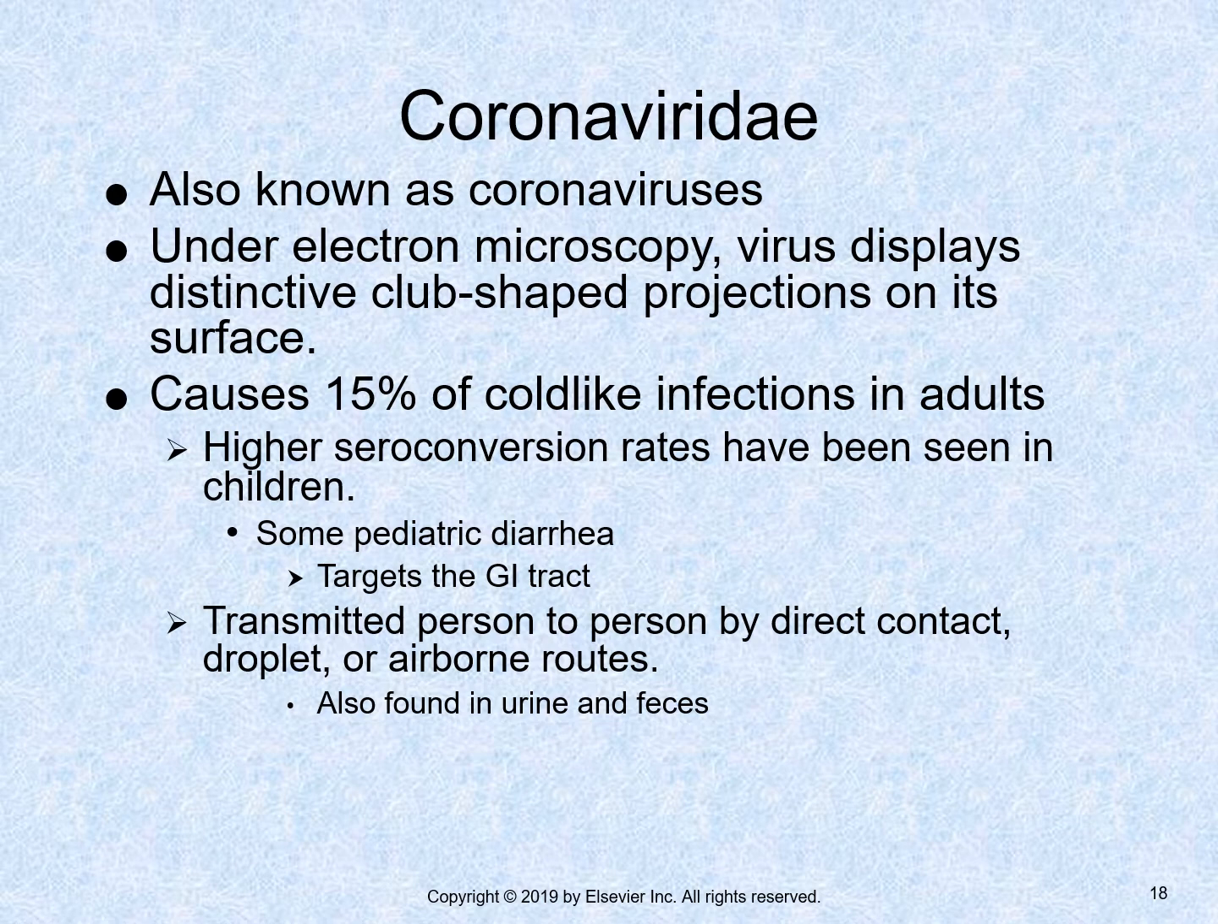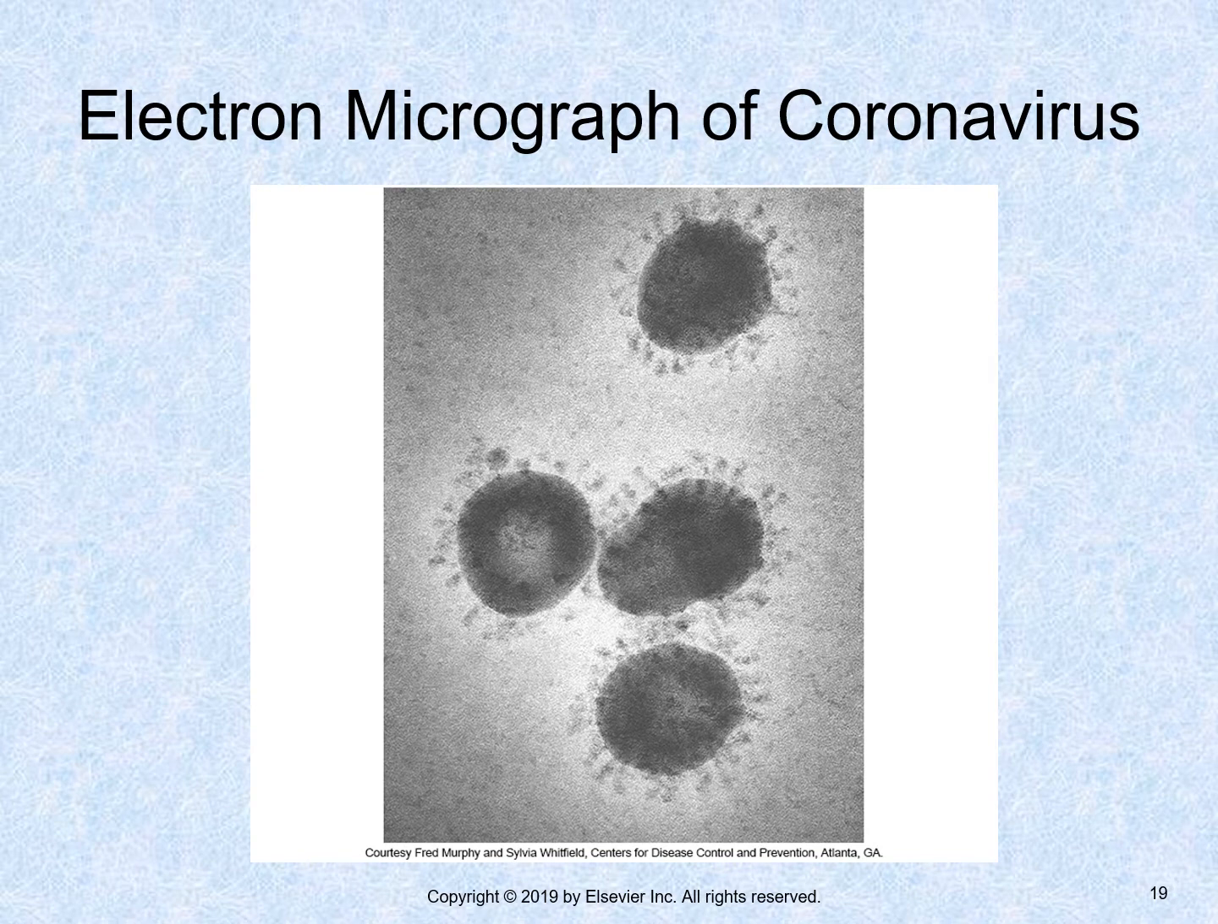Transmission of coronaviruses is person-to-person by direct contact, droplet, or airborne routes. Also, the virus can be found in urine and feces. This electron micrograph of coronavirus shows the distinct club-shaped projections, from which the name was derived, the appearance of the halo or corona surrounding the virion.